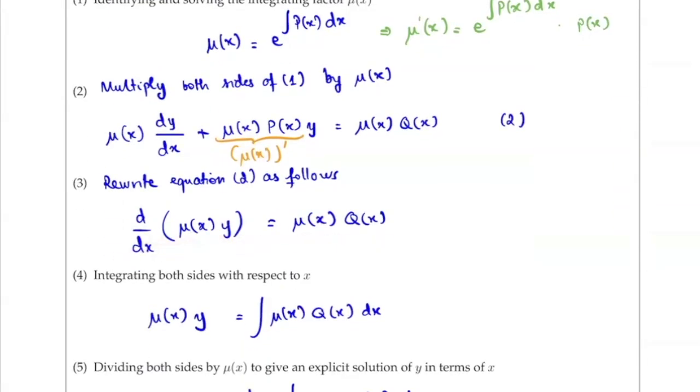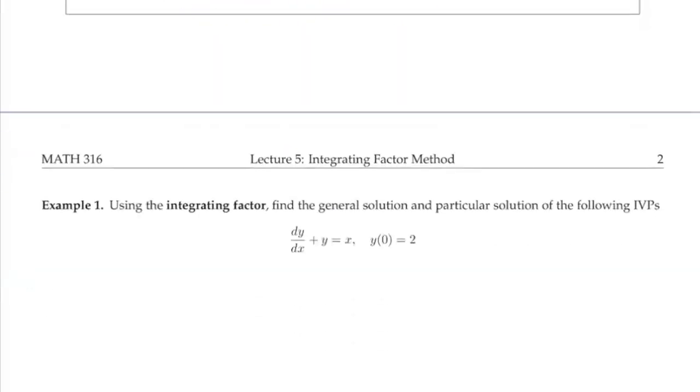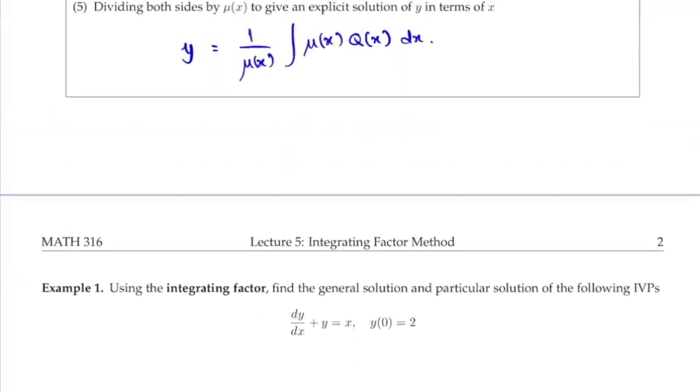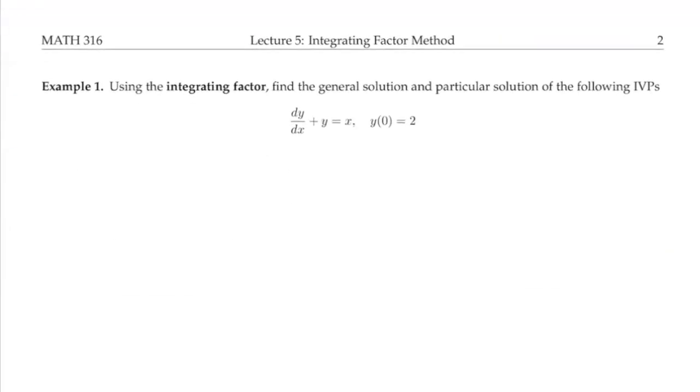The left-hand side, again, is always going to be the product rule, or derivative of a product. Then you integrate both sides of this equation with respect to x, or with respect to the independent variable, and you get this equation. To solve for y, you divide both sides by mu of x, and you arrive at the answer. So in this method, y can be solved explicitly in terms of x, or in terms of the independent variable. And we're going to apply this particular method to the following examples.